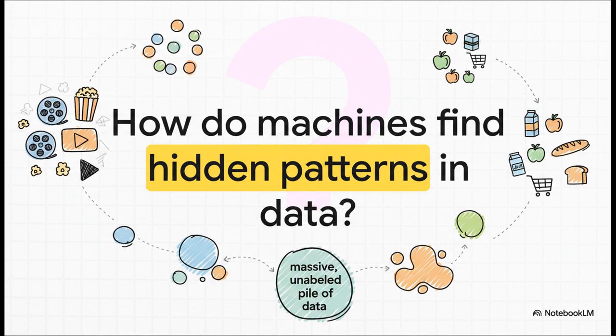Have you ever wondered how a service like Netflix just knows what movies you might like? Or how a grocery store figures out what to put on sale? It all starts with this really big question. When you're faced with just a mountain of raw, unlabeled data, how on earth do you start to make sense of it? How do machines find those patterns that our own eyes might just miss?